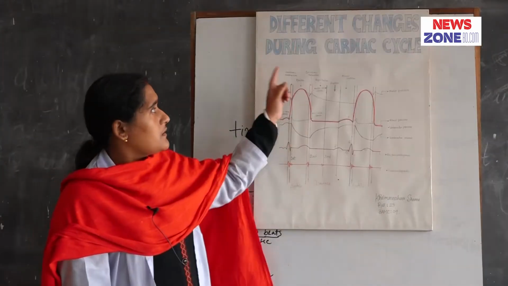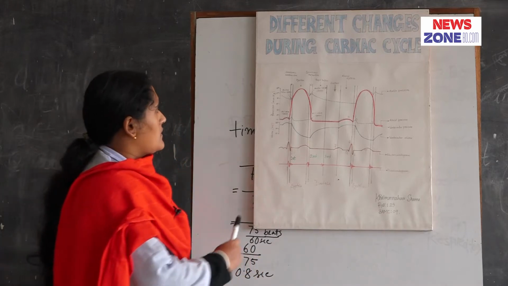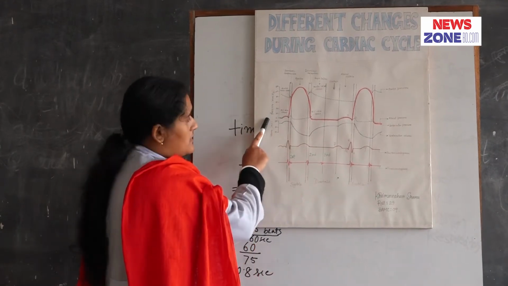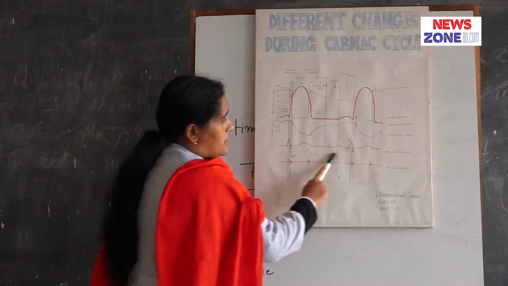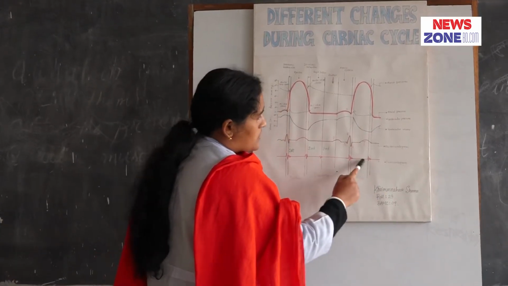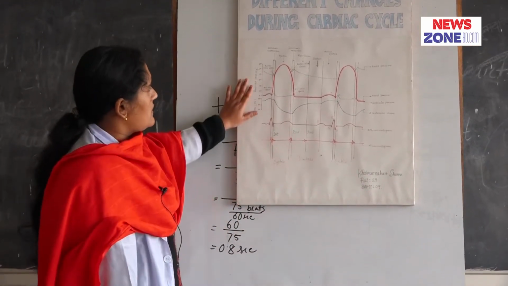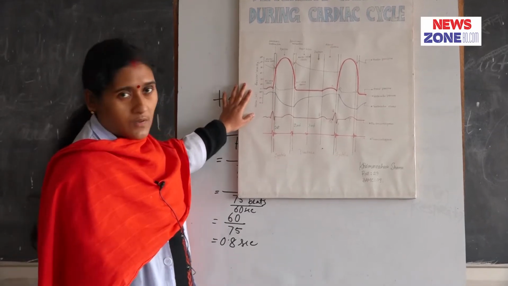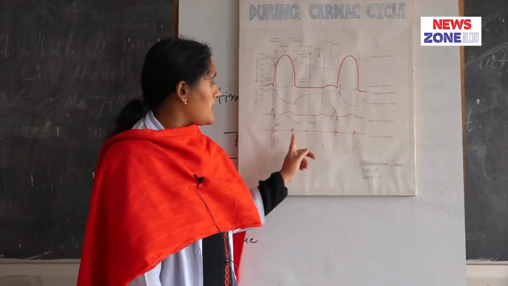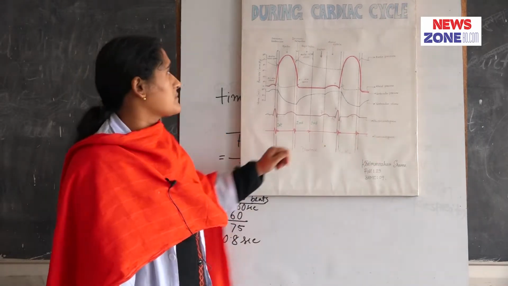Now I discuss what are the changes that occur during cardiac cycle. This figure shows the changes that occur during cardiac cycle: pressure change, volume change, electrical activity of the heart recorded by electrocardiogram, and production of heart sound recorded by phonocardiogram.